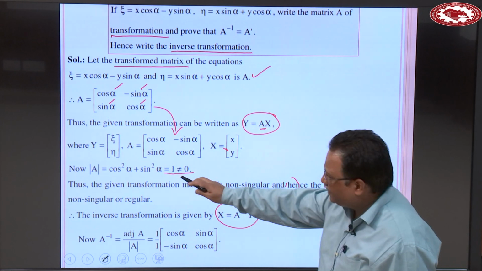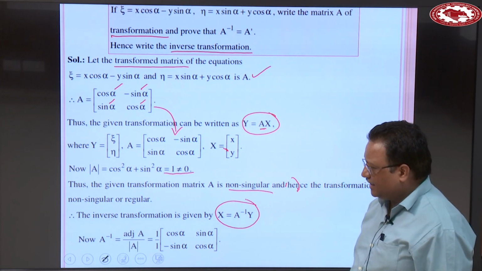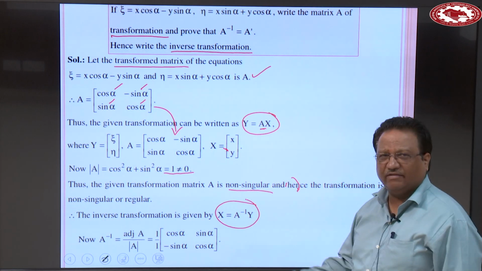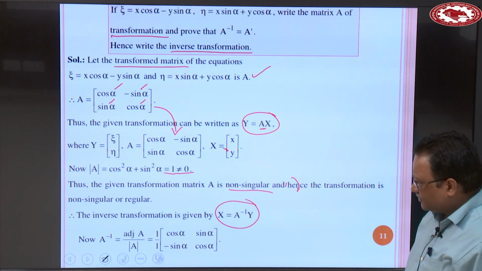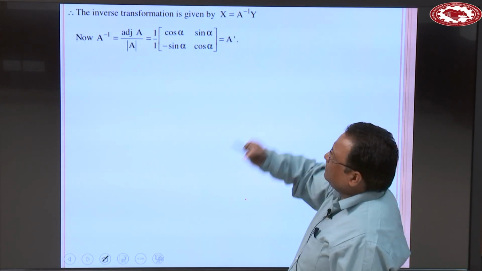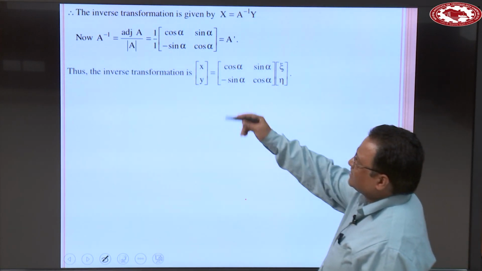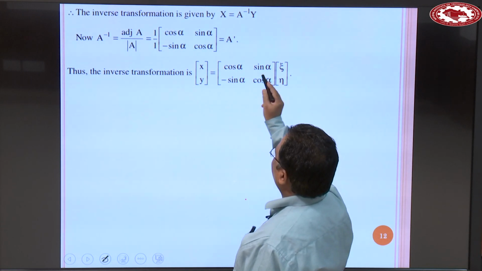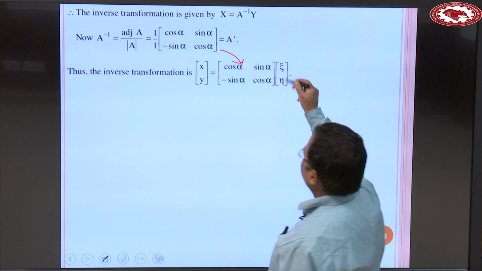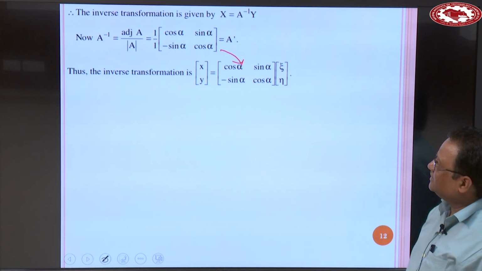And determinant A we know is plus 1, and adjoint A is cos alpha, sin alpha, minus sin alpha, cos alpha. You can evaluate it simply. So A inverse is equal to this. Now the inverse transformation: x y is equal to the matrix cos alpha, sin alpha, minus sin alpha, cos alpha, written as it is, times zeta neta. Clear? This one is the inverse transformation.